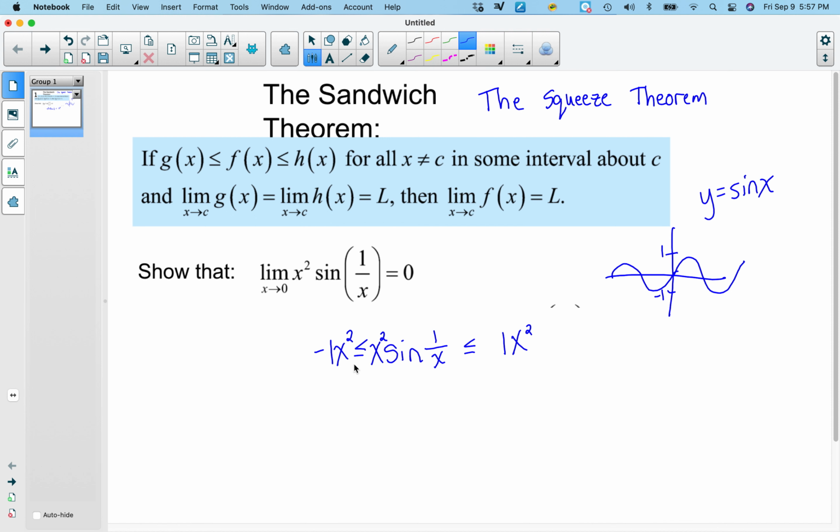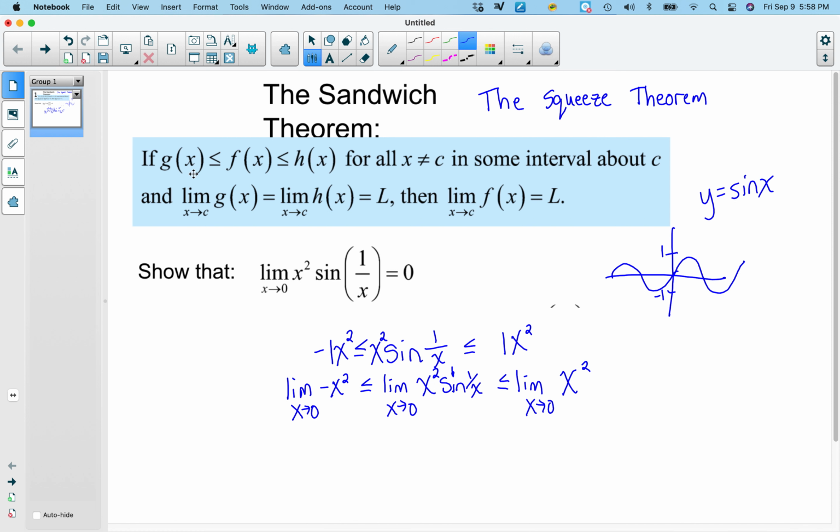So then, according to the sandwich theorem, we know that the limit as x approaches 0 of negative x squared has to be less than or equal to the limit as x approaches 0 of x squared sine 1 over x, which has to be less than or equal to the limit as x approaches 0 of x squared. I shouldn't say that; I haven't used the sandwich theorem yet. I'm getting ready to. This is just going to hold true for the limits. It would have to be true as well. So I'm kind of building the statement.